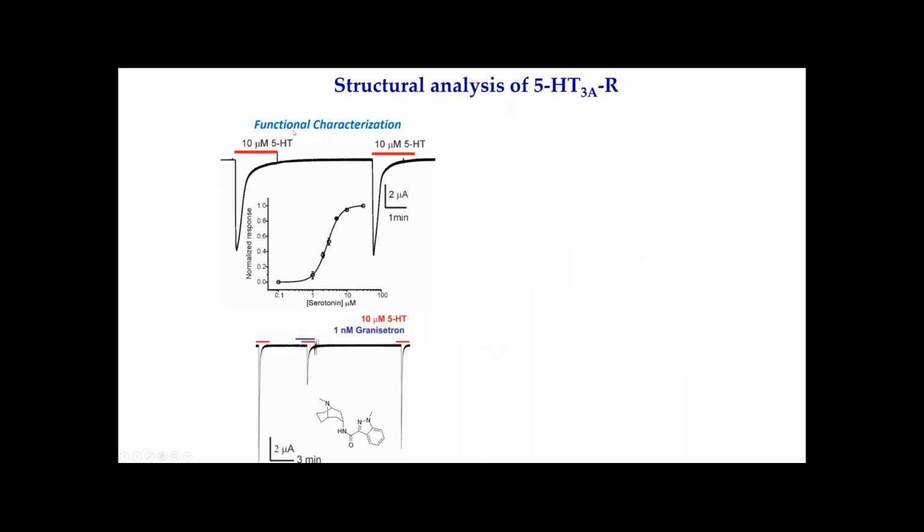At a functional level, just like in the cartoon representation that I showed you in the earlier slide, the channels are at rest, non-conducting, when there's no serotonin. When exposed to serotonin, they activate and then they desensitize. A dose response curve indicates that beyond 30 micromolar concentrations or so, you have a saturating response from these receptors. And as shown earlier, granisetron is one example of a drug that inhibits the response from serotonin in a reversible manner.